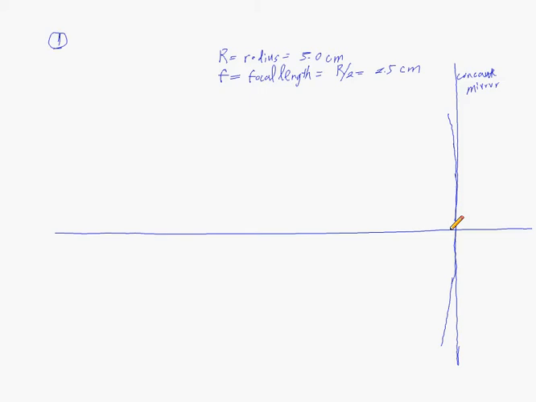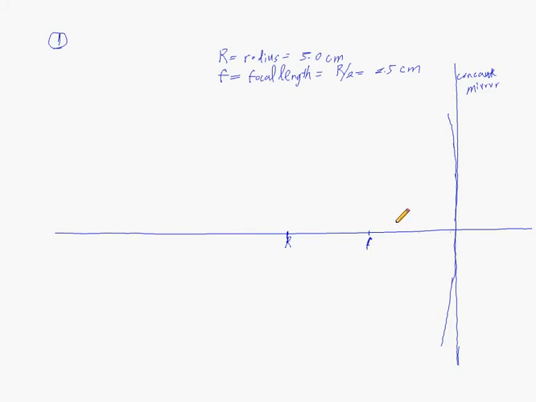So I'm going to come to my drawing. I come to the center of my mirror right on the optical axis, and I count over 1, 2, 3, 4, 5. That is my radius right there. I come over half that distance, which is right here. That is my focal length. I put a little f there for focal length.